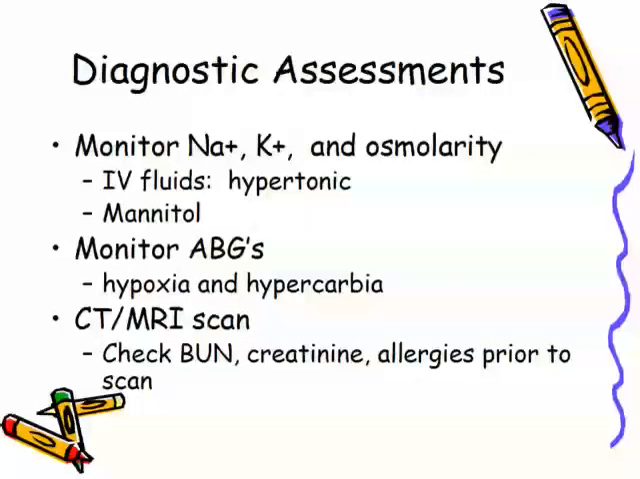Some other diagnostic assessments that we would do: we've talked about a lot of different types of physical assessment techniques that we would use to check neurological status, but some other things that would be done on patients with neuro impairments and increased intracranial pressure would be to monitor the sodium-potassium levels and also osmolarity levels of the blood.